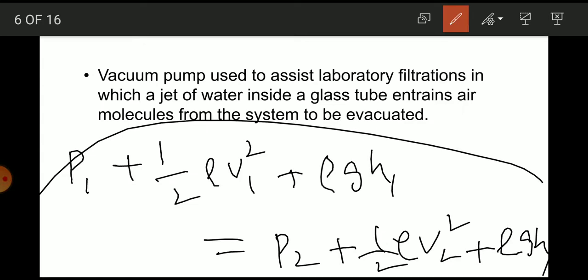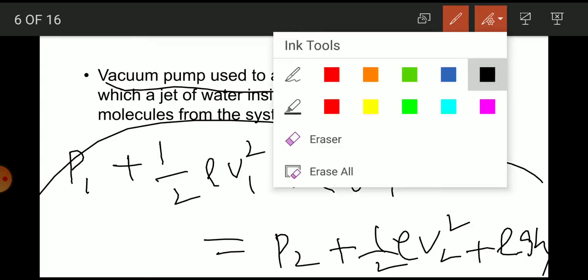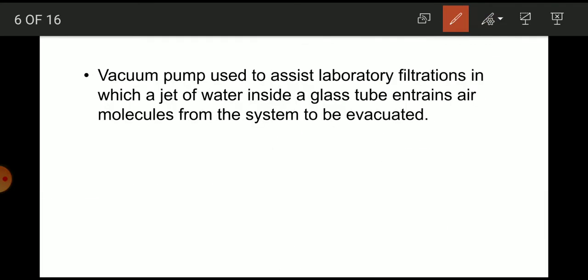First is the application of the Bernoulli equation. This is the first application, the vacuum pump. Jet and nozzle is the other application. Simple. Keep your approach simple. Where pressure is high, speed will be low.